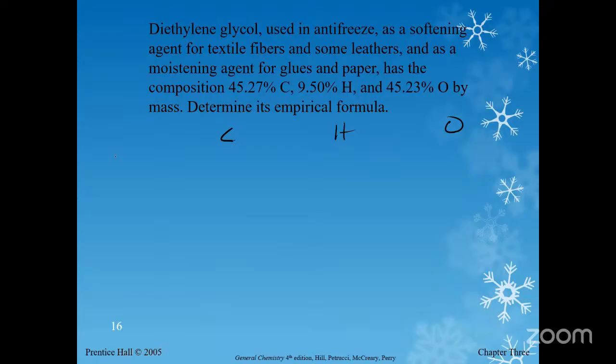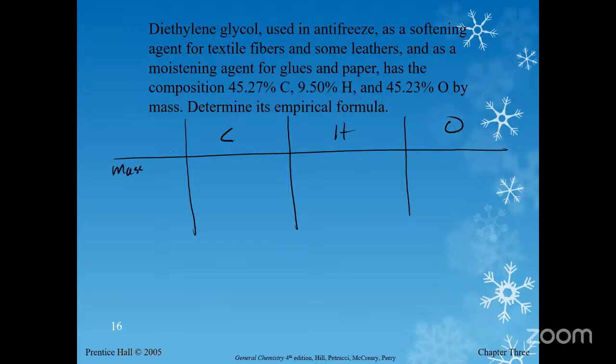The first row will be the masses, where I express the percentage values in grams. So for carbon, that is 45.27 grams. For hydrogen, 9.50 grams. For oxygen, that is 45.23 grams. And then we find the moles. To find the moles, we divide each of them by their respective molar masses.